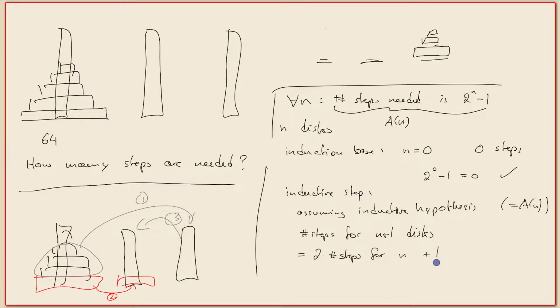And the rest is arithmetic, because now we can use the inductive hypothesis to replace this by 2 times 2 to the n minus 1. And then you see that this works out to 2 to the n plus 1 minus 1. Right? And that's the end of the proof.